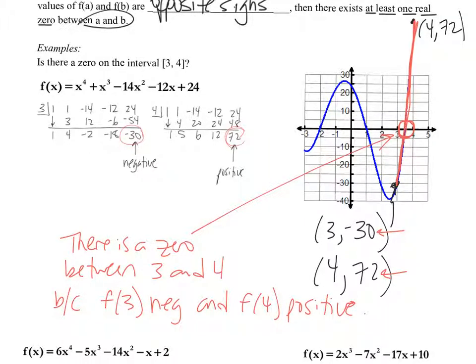Cool? It's a really simple synthetic division test. The shortcut to remembering how to do this is that you've got to look at the remainders. One of them's got to be negative, one of them's got to be positive. That means when you connect them, it goes through 0.